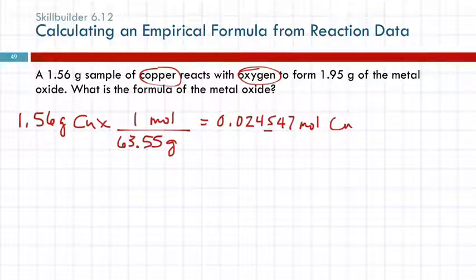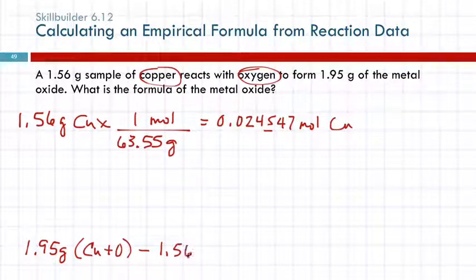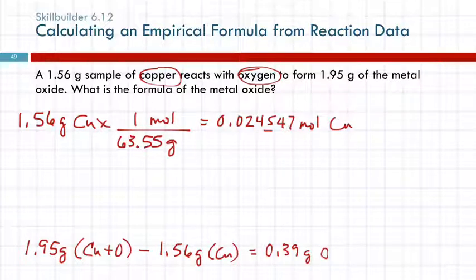So we subtract. So 1.95 grams, that's copper plus oxygen. If we subtract 1.56 grams, just the copper, then we end up with the mass of the oxygen. So 1.95 minus 1.56 is 0.39 grams, and that's the mass of the oxygen. Okay? So 0.39 grams of oxygen.